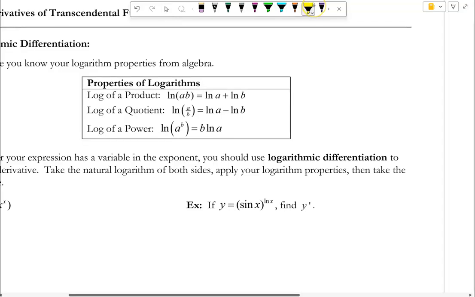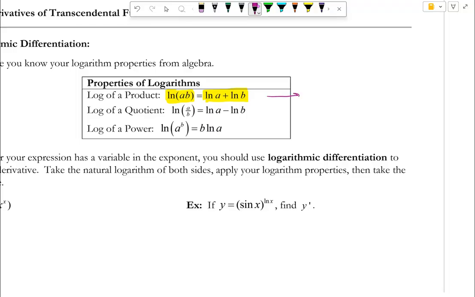So the first is that if I have a log of a product, so the log of the product, a times b, and these examples are with the natural base, but this could be any base log. If I have a log of a product, that becomes a sum of the logs. So the natural log of a plus the natural log of b.